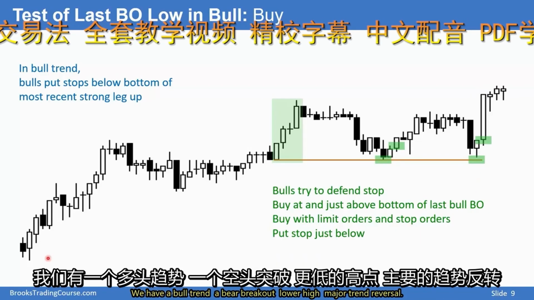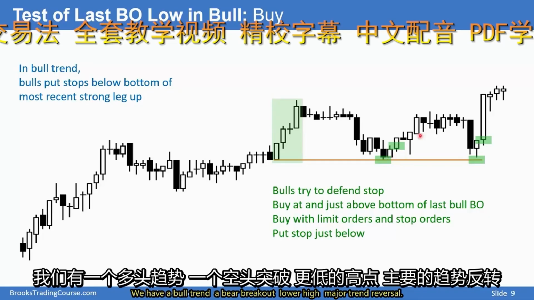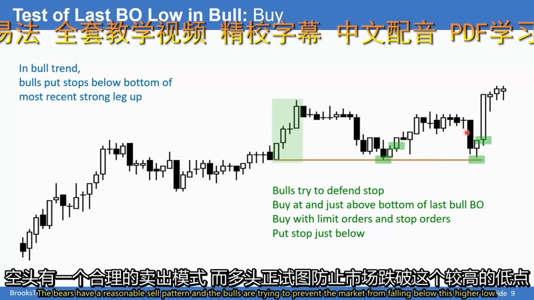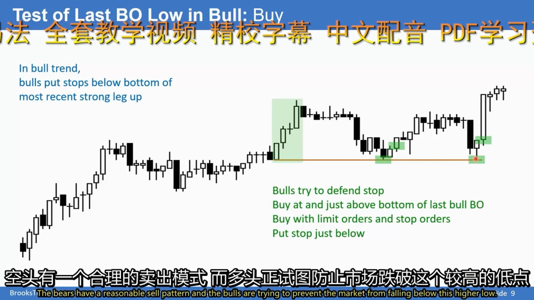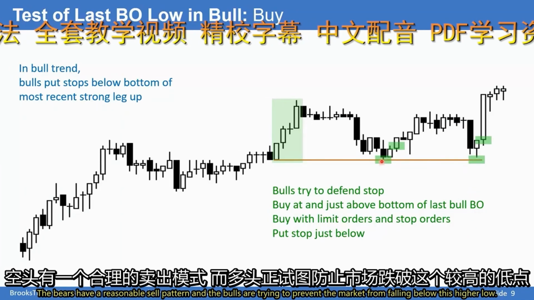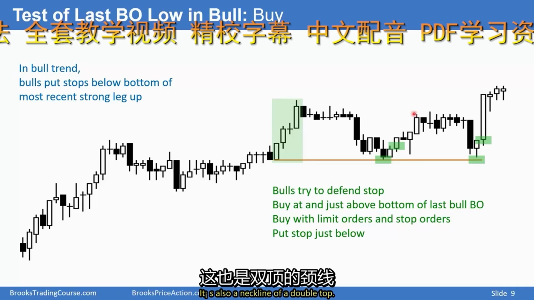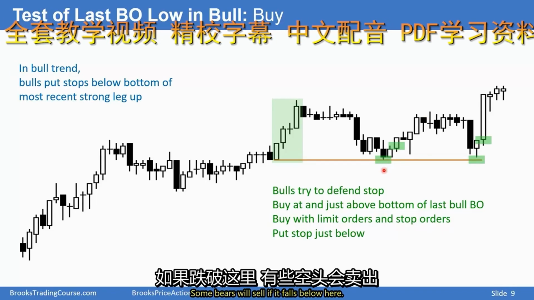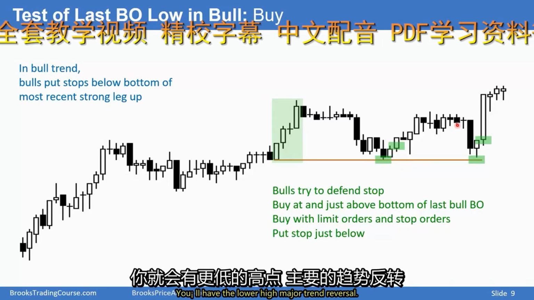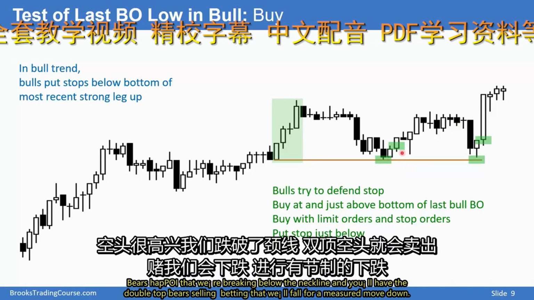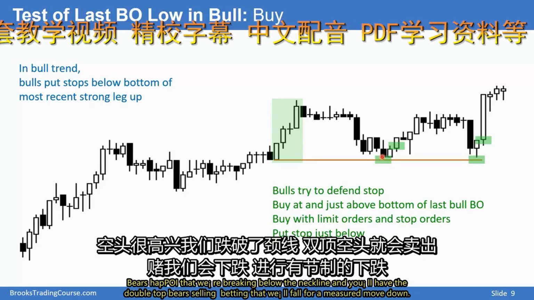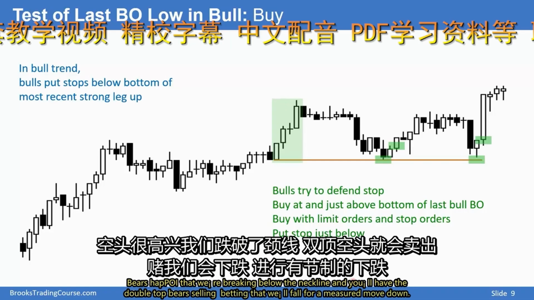bear trend. We have a bull trend, a bear breakout, lower high, major trend reversal. The bears have a reasonable sell pattern, and the bulls are trying to prevent the market from falling below this higher low. It's also a neckline of a double top. Some bears will sell if it falls below here. You'll have the lower high major trend reversal bears happy that we're breaking below the neckline, and you'll have the double top bears selling, betting that it will fall for a measured move down.